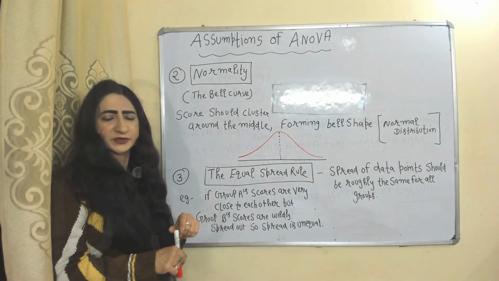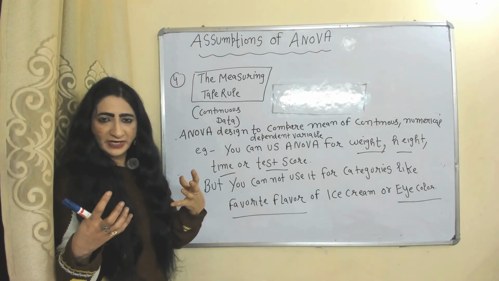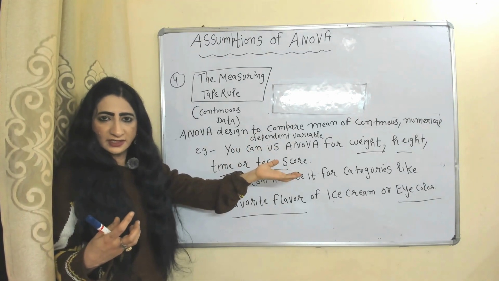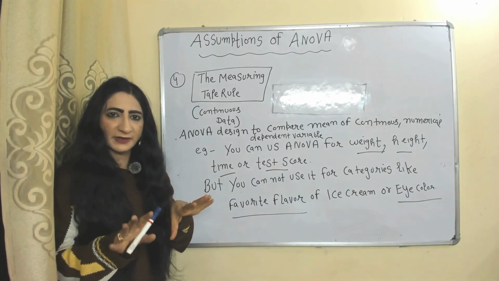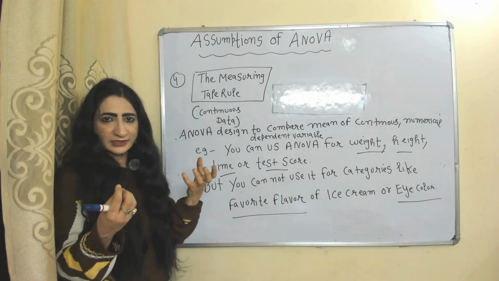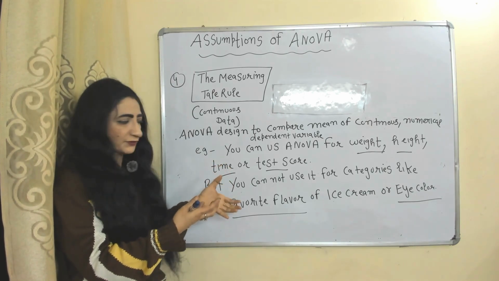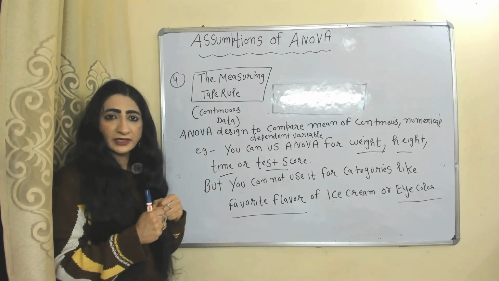Next assumption: the measuring tape rule. ANOVA is designed to compare the mean of a continuous numerical dependent variable like weight, height, time or test score. It cannot directly measure categories like favorite flavor of ice cream or eye color.